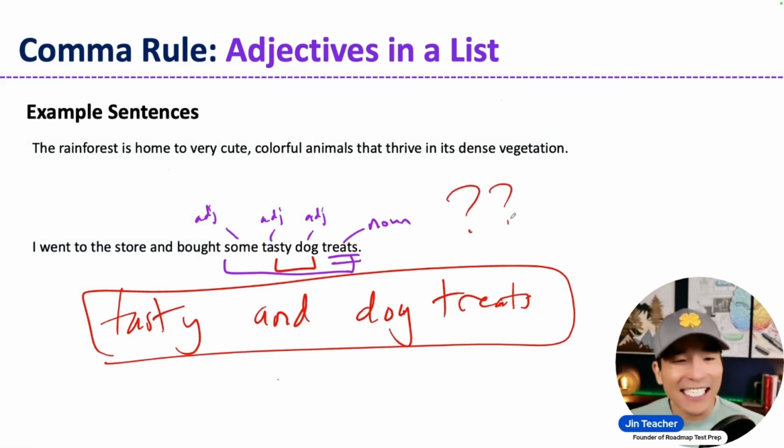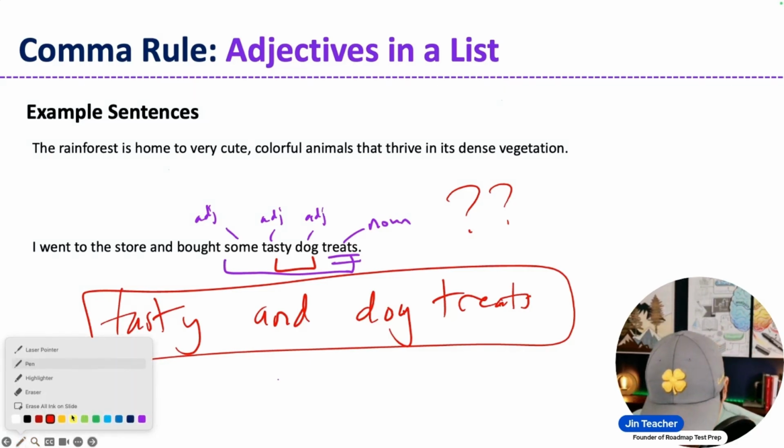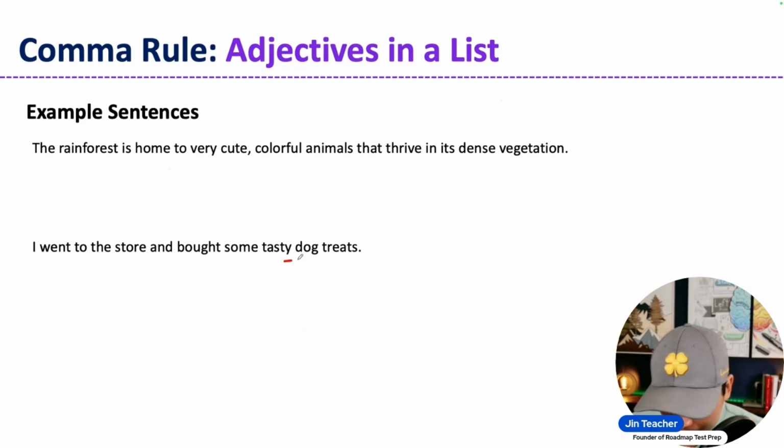So because it doesn't make any sense, we do not put a comma between these two adjectives. This is why you see no comma here between tasty and dog. So this would be grammatically correct. It's correctly punctuated, okay? And we can do the same with these two adjectives as well. So if we say some and tasty treats, some and tasty treats, your brain goes, what? That doesn't make any sense at all, because it doesn't make any sense.